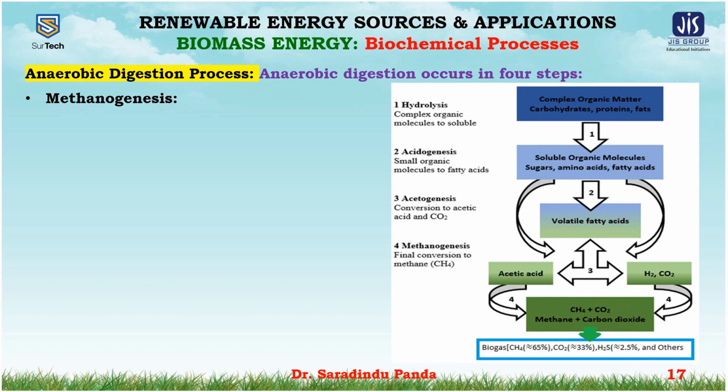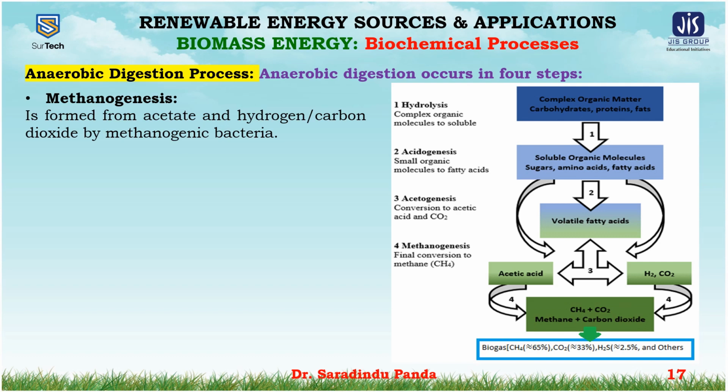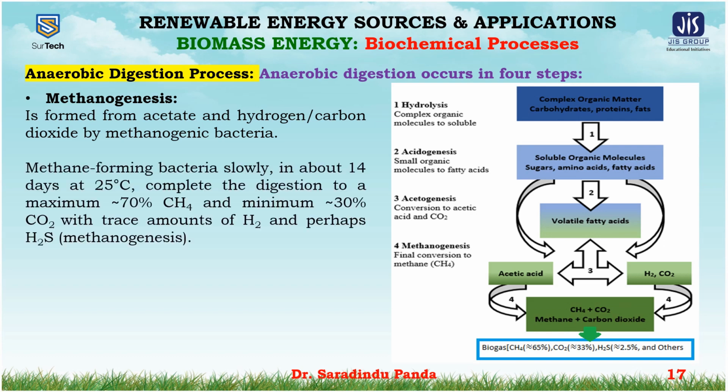Now come to the last step, that is called methanogenesis. Methane is formed from the acetate and the hydrogen and carbon dioxide by the methanogenic bacteria. The methane forming bacteria slowly, in about 14 days at 25 degrees centigrade, complete the digestion to a maximum of 70% methane and a minimum of 30% carbon dioxide, with trace amounts of hydrogen and perhaps hydrogen sulfide.